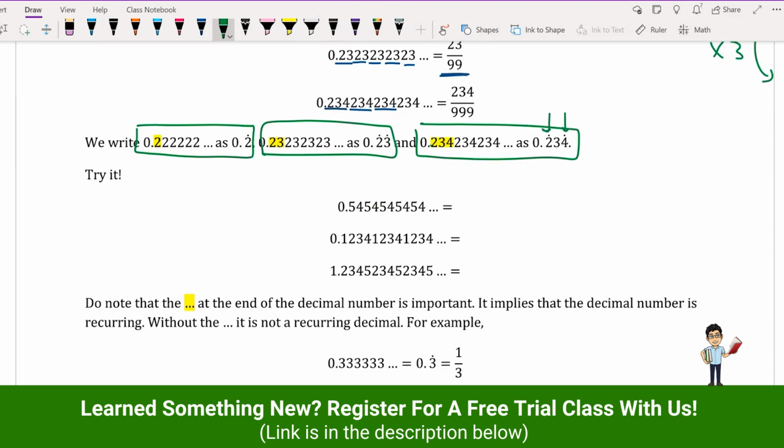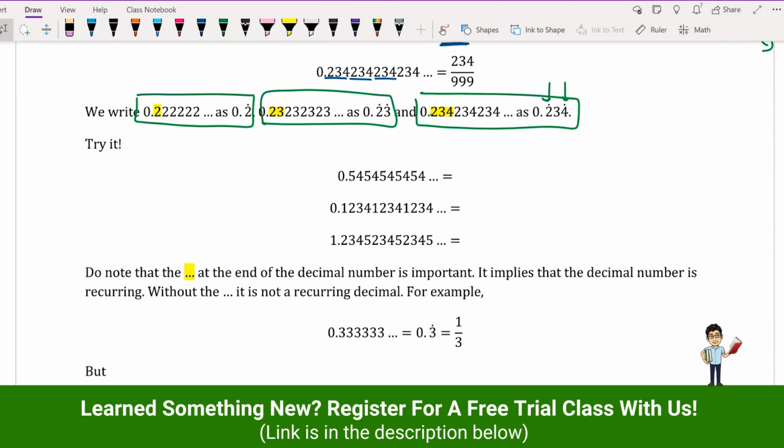Okay, come, try this. Put in the dots for me. Okay, let's try. Fill in the dots.